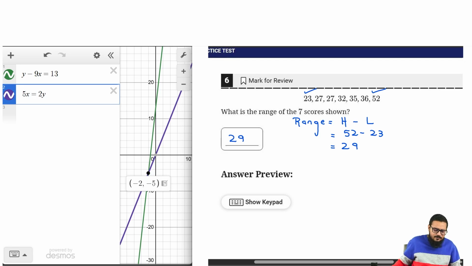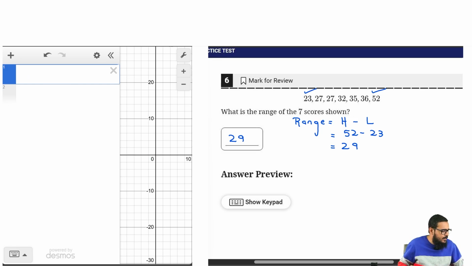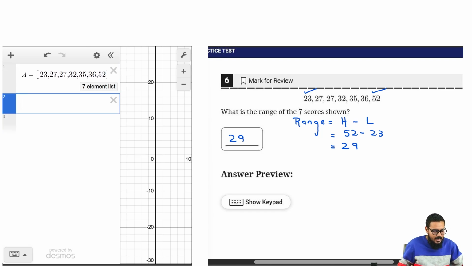If you want to use Desmos for this one, let's say you've got a lot of numbers, you can use Desmos as well, but I don't think it's really worth it here. A is equal to, let's write everything inside a square bracket. So 23 comma 27 comma 30, 27 again comma 32, and then comma 35 comma 36, and then finally comma 52. These are the values in set A that I have, and since I know the range formula, that's always the highest value of the set minus the lowest value of the set.